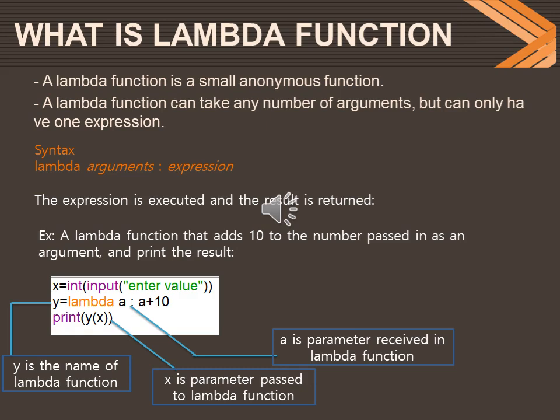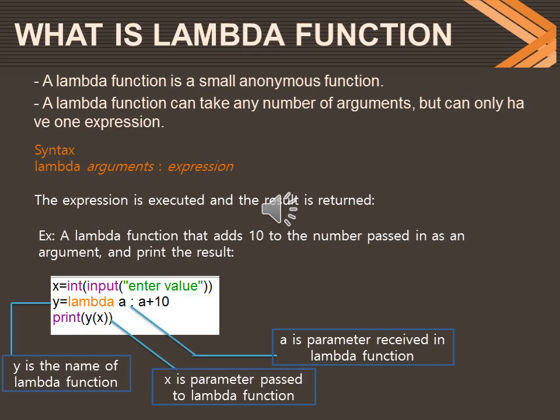In the slide you can see that here lambda is the keyword and the argument is the arguments or the parameters that we are passing inside the lambda function, and using the expression we are defining the statement inside the lambda function. So the lambda function expression is executed and the result is returned. Let us try to create a lambda function that adds 10 to the number passed in as an argument and print the result.